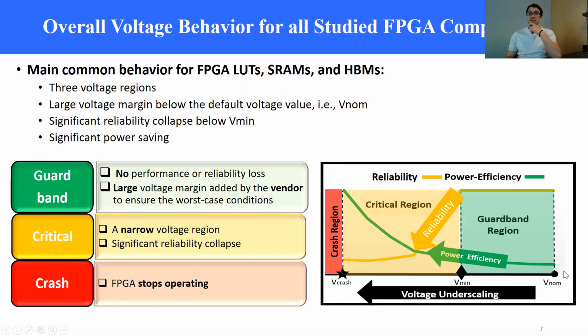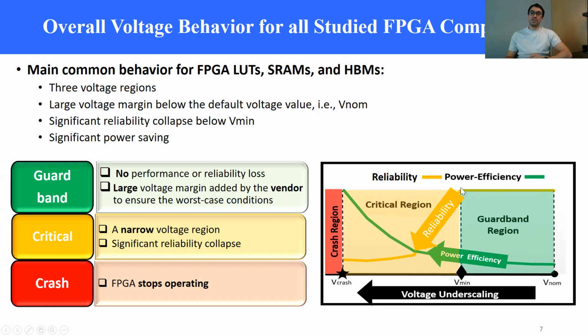So when we start reducing the voltage from the nominal level, which is set by the manufacturer, we constantly achieve power efficiency improvement until the system crashes. But before that, we have two regions. The first one is the voltage margin, which was already mentioned in the previous talks as well. In this area, we are not losing any kind of reliability, either in lookup tables, SRAMs, or HBMs.